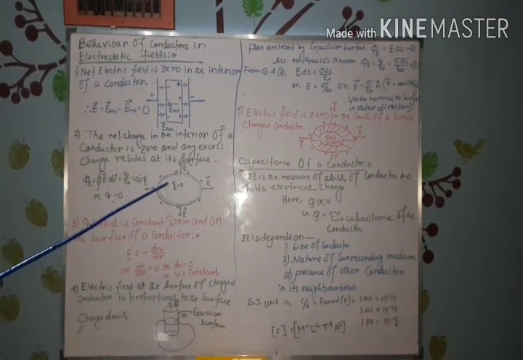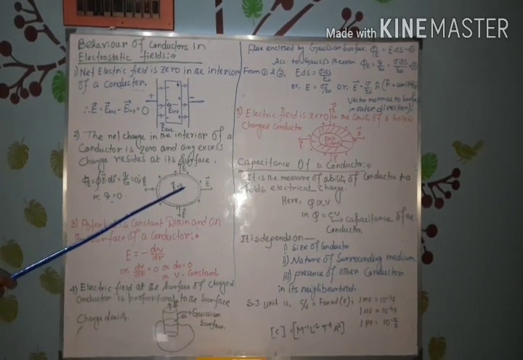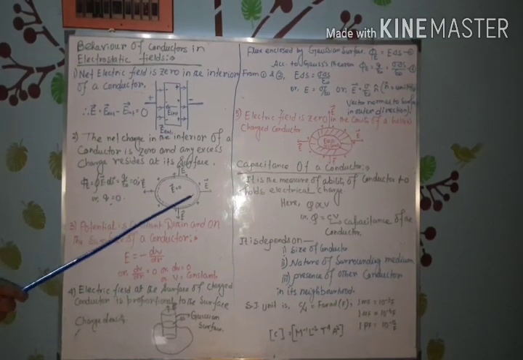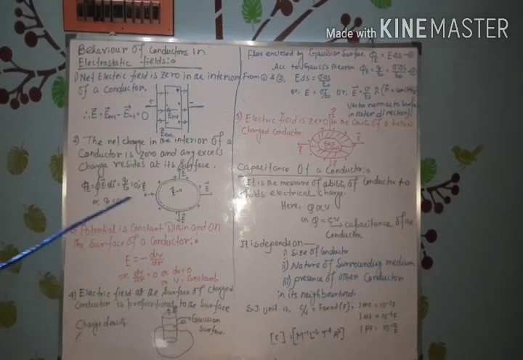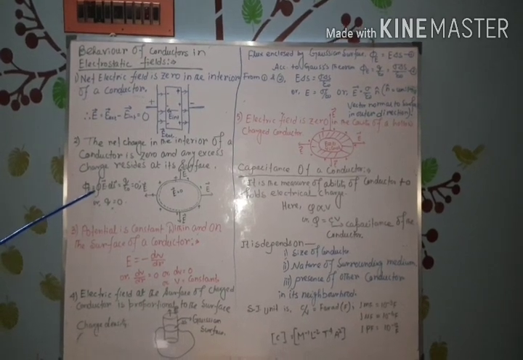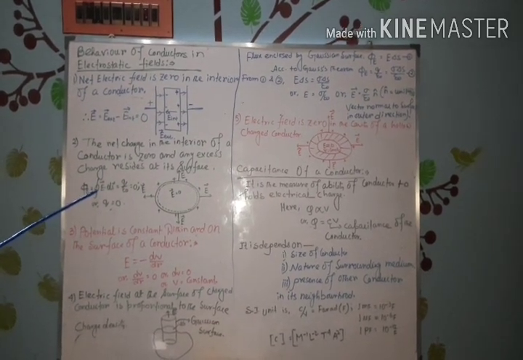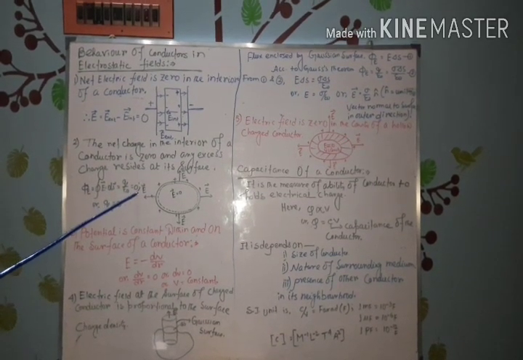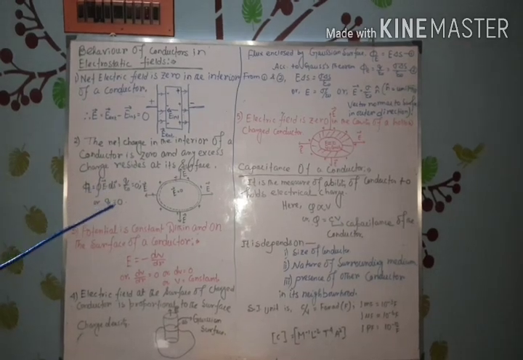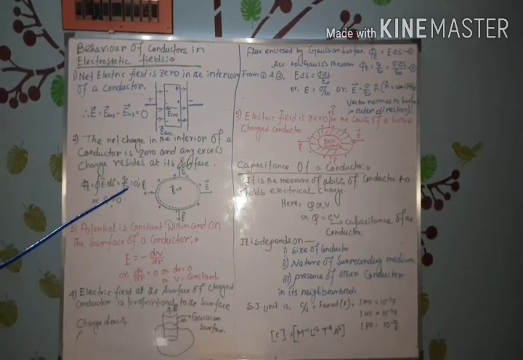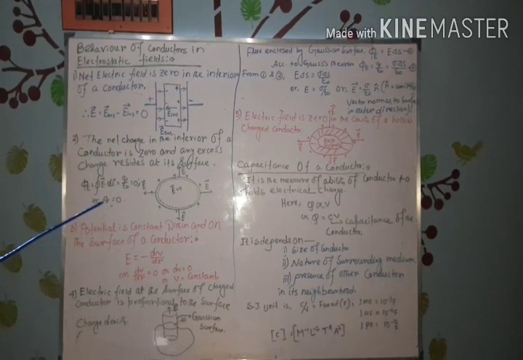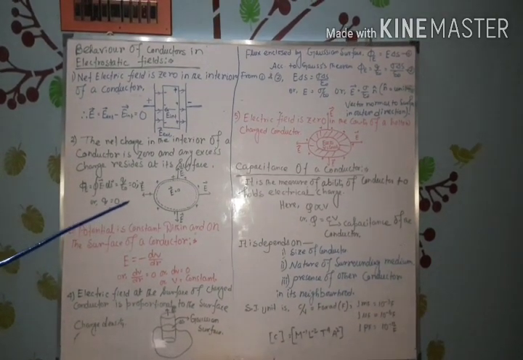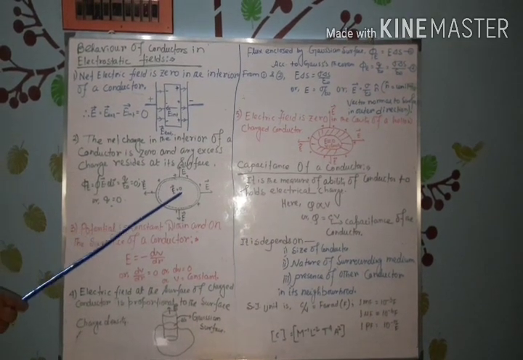As we know, the electric field within the conductor is zero, therefore the flux enclosed by this Gaussian surface is also zero. So according to Gauss theorem, phi equals the integration over the closed surface of E vector dot dS equals q by epsilon naught, which is equal to 0. Therefore q equals epsilon naught into 0, that is 0. So we can say the charge present in the interior of a conductor is always 0.